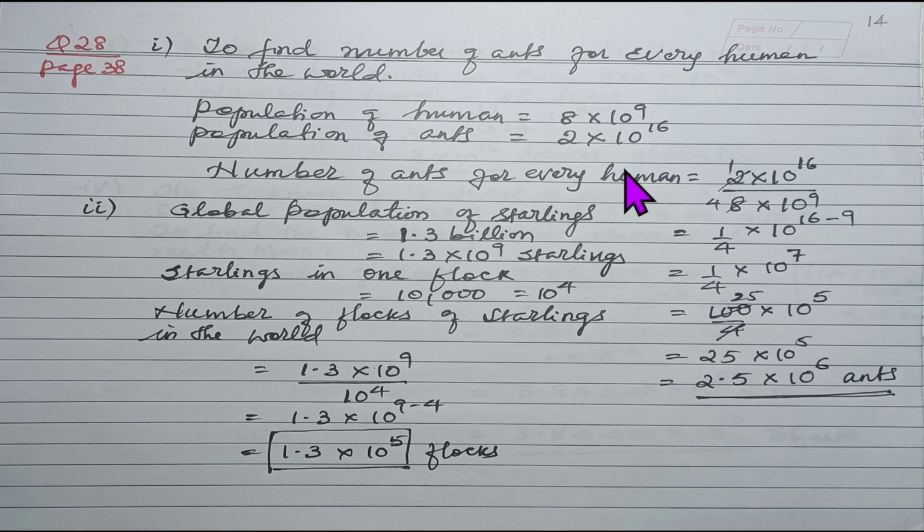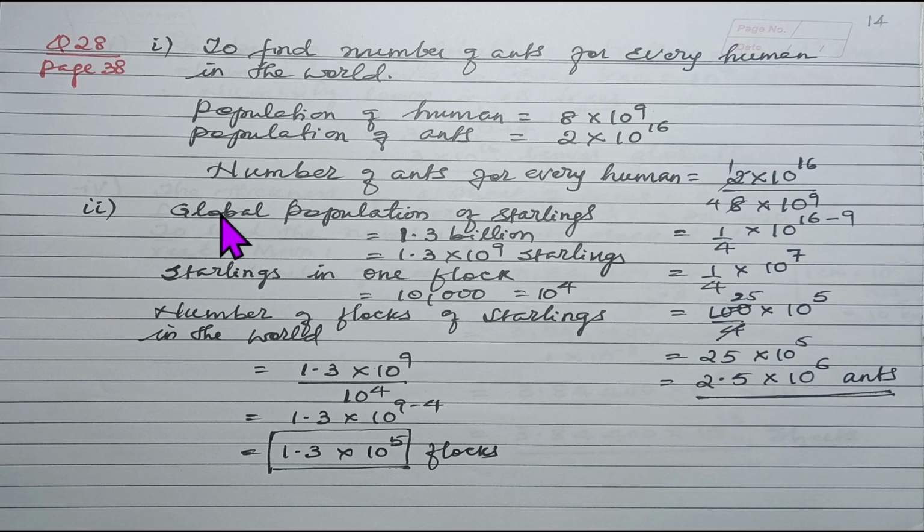So we have to divide the number of ants by the population of human beings, that is 2 into 10 raised to 16 divided by 8 into 10 raised to 9. Since we have 10 raised to 16 divided by 10 raised to 9, we can subtract 16 minus 9, and 1 by 4 into 10 raised to 16 minus 9, and 1 by 4 becomes 100 by 4. I can take 2 zeros. Please understand, here I have taken 2 zeros from here, so 16 minus 9 is 7. When I take 2 zeros it becomes 5, and therefore 100 by 4 is 25 into 10 raised to 5, and that is 2.5 into 10 raised to 6 ants per human being.